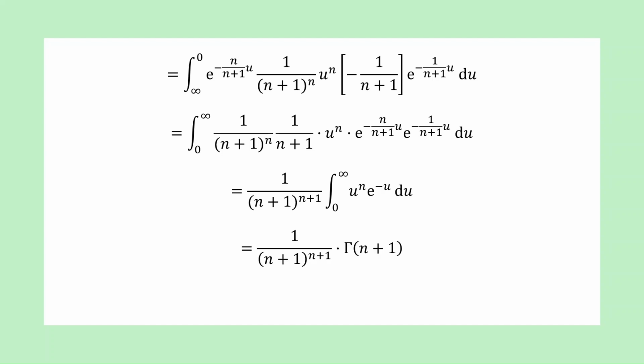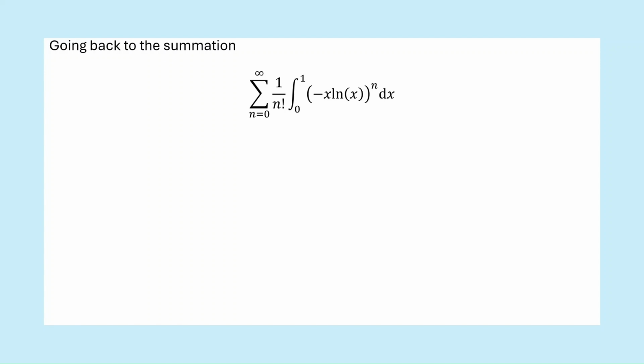Now, this integral that we had on the right is the gamma function of n plus 1. And since n is a natural number, the gamma function of n plus 1 is just n factorial. So now we go back to our original problem. We just computed the integral that was inside the summation, so we substitute the result. Notice that we can cancel out the factorials, and that leaves us with only the term in the middle.